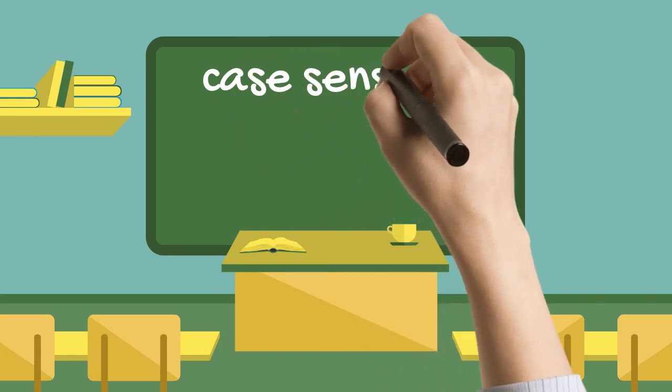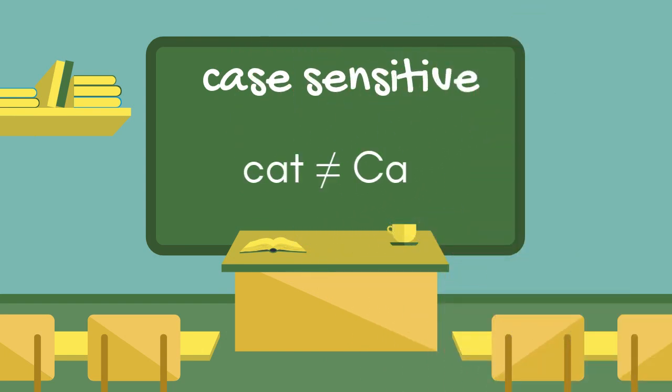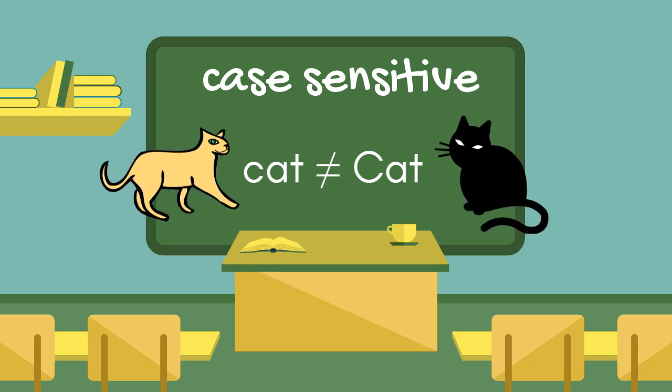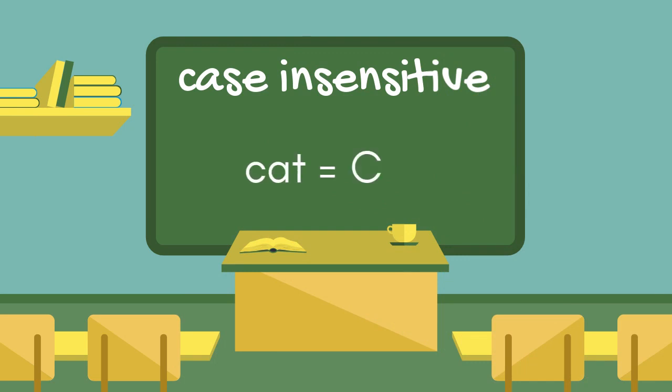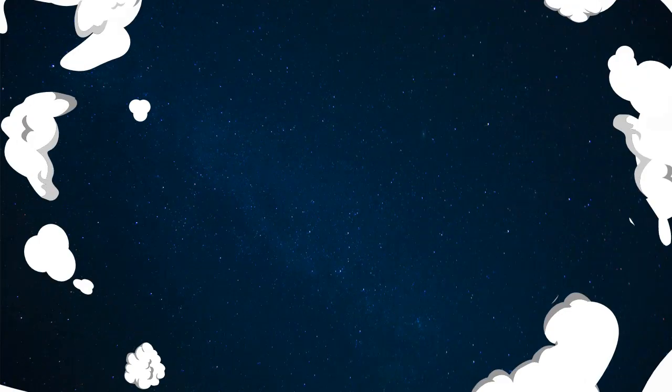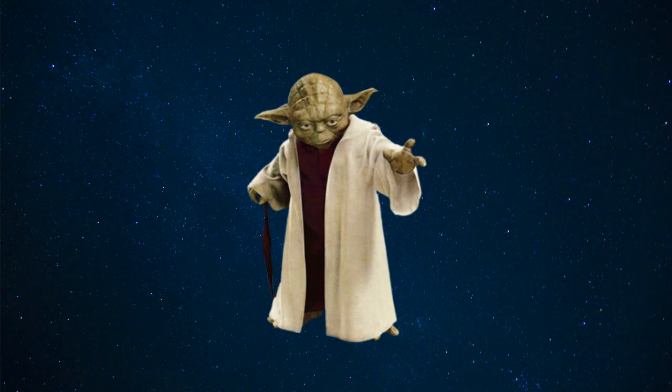If it's case-sensitive, like most are, then the word cat spelled with an uppercase C and spelled with a lowercase c are different things. If it is case-insensitive, spelling cat either way doesn't really matter. Spell words carefully when you code, you must.